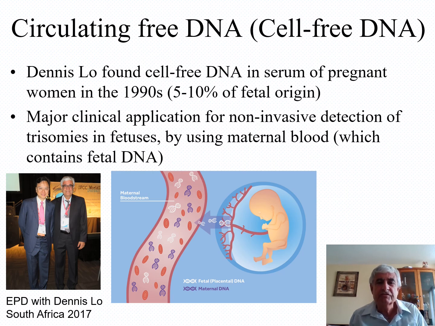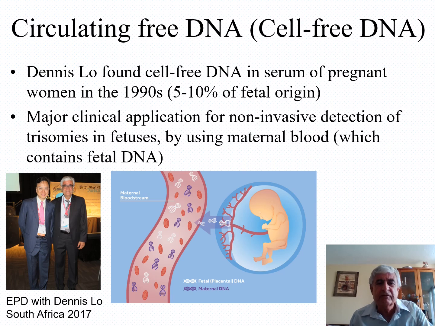Circulating free DNA was initially discovered by clinical chemist Dennis Lo in the 1990s, who found that in the serum of pregnant women there is 5 to 10% DNA of fetal origin. As you know, this discovery has led to the application of circulating free DNA for the non-invasive detection of trisomies in fetuses by using maternal blood.